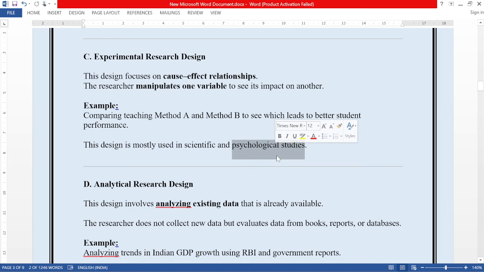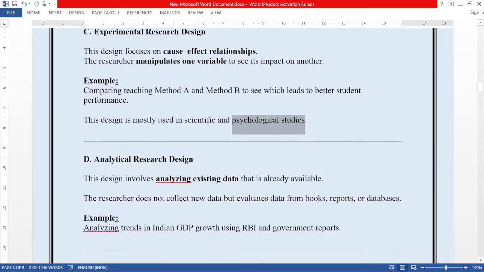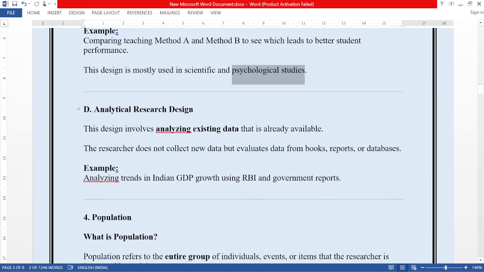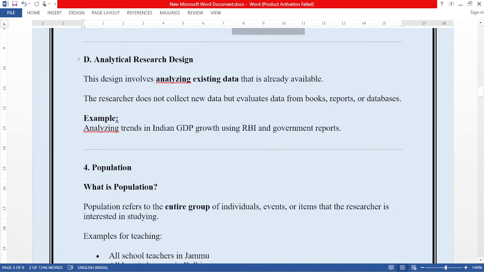Okay, now let's talk about the fourth one, analytical research design. Analytical research design is basically, this design involves analyzing existing data that is already available. The researcher does not collect new data but evaluates data from books, reports or databases. Okay, for example, analyzing trends in Indian GDP growth using RBI and government reports.